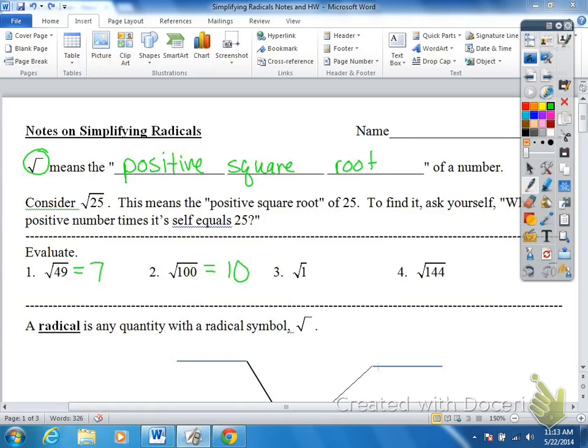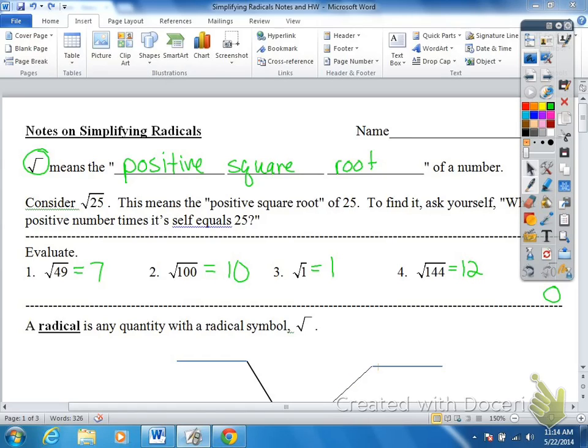Okay, at this point you should pretty much have those. The square root of 1 is 1, the square root of 144 is 12, and the square root of 0 is 0. So those are all examples of perfect squares. So they worked out very nicely. We didn't have to worry about getting a decimal. We didn't have to worry about doing anything else. The problem is that doesn't always occur for us.